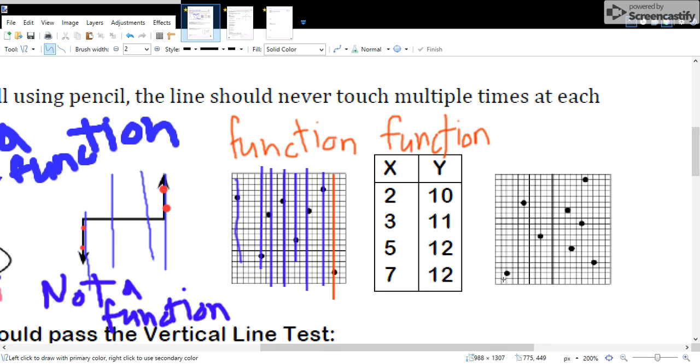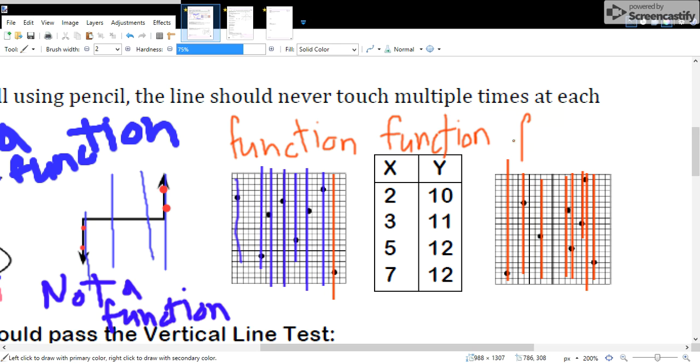And then for the last one, with the discrete graph, we draw our vertical lines. And it looks like just barely it is a function. There are no points on the same vertical line. So that is a function. It passes the vertical line test.